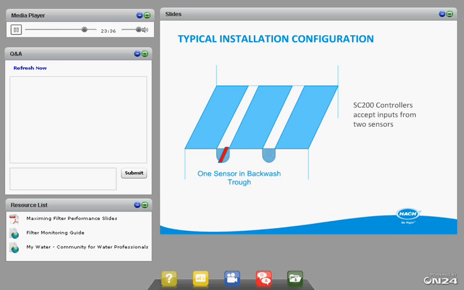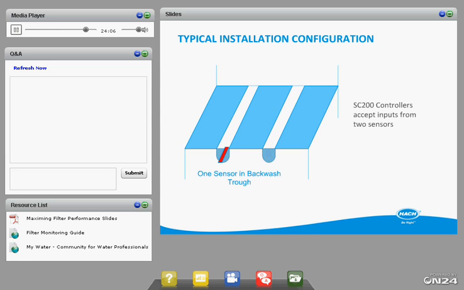As we discussed, putting a Solitax in a backwash trough is what we recommend. You can see the red line there that represents the sensor, and just putting it in a single backwash trough is acceptable. Of course, in an ideal world, you would put one in each to get a total representation of the filter, and conveniently enough, our SC200 controller can accept inputs from 2 sensors. But again, we realize that most folks will end up using only one sensor in a fixed location.